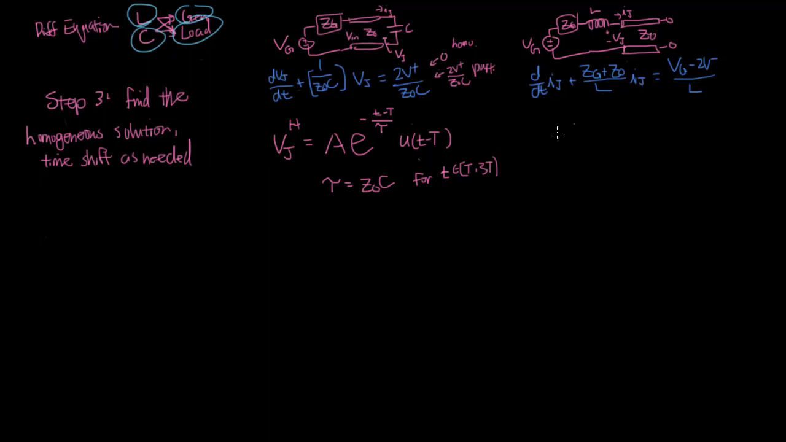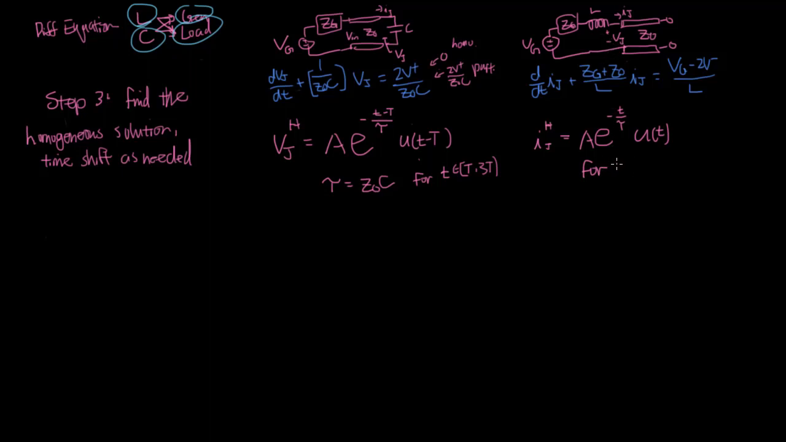For the current, it's the same form of differential equation. Again, we're setting the right-hand side equal to 0, and the solution will take the form: the homogeneous solution I_j is going to be equal to A e to the minus t over tau, and it's 0 before that, so we'll multiply it by the step function. And in this case, there's no time shift because we're on the generator side, so there's no propagation that we need to worry about.